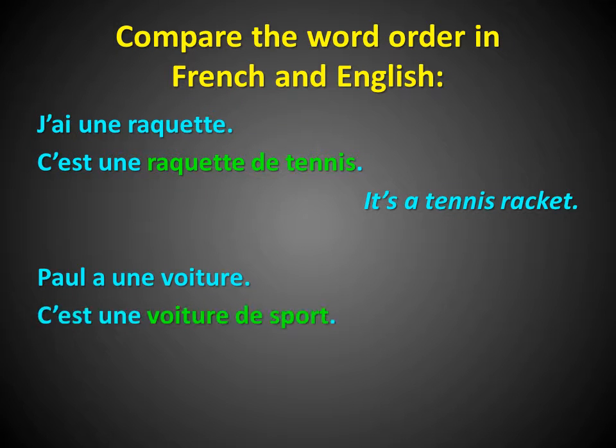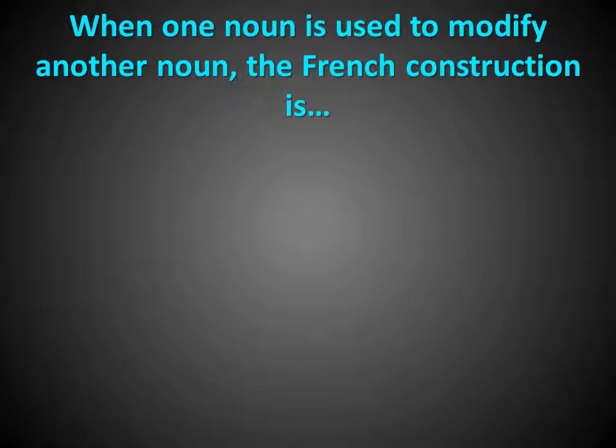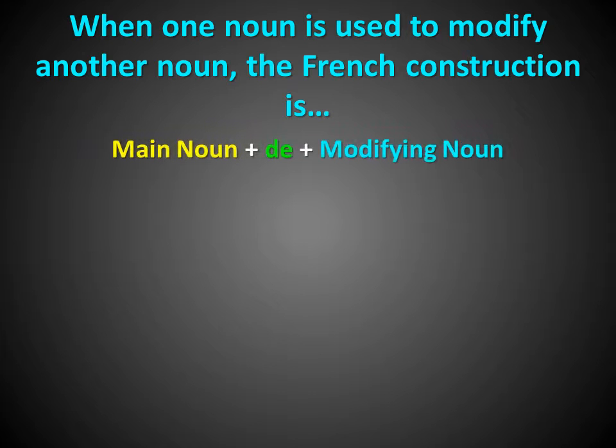Paul a une voiture. C'est une voiture de sport. It's a car of sport. Right? We say it's a sports car. So that's what we're looking at here. When one noun is used to modify another noun, the French construction is the main noun, like the racket, the word de, and then the modifying noun. Well, what kind of racket is it? Well, it's a tennis racket.